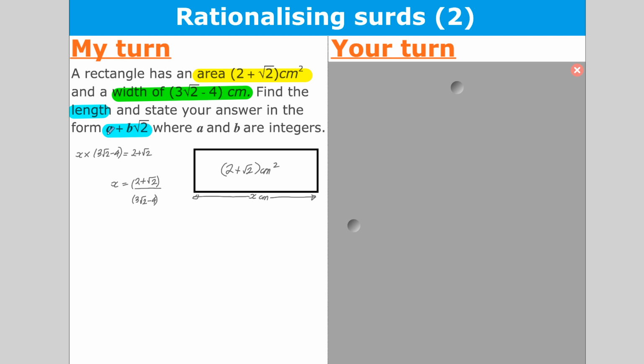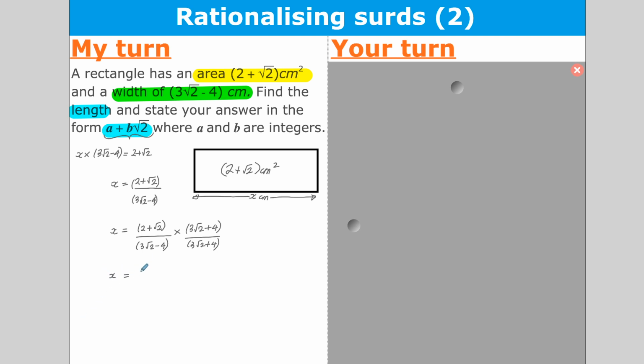However, the question asked us to put it in this form here. And we've got surds on the top and bottom, and it's not in the form required. Now, we've got 3 root 2 take away 4 on the bottom. We need to rationalize the denominator. So keep that 2 plus root 2 there, and keep the 3 root 2 take away 4. We've got this in the form a take away b, where a is 3 root 2 and b is 4. So to rationalize that, multiply the numerator and denominator by 3 root 2 plus 4.